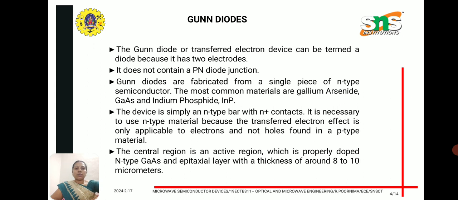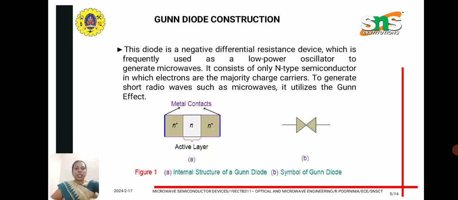It is constructed from N-type semiconductor. The materials used are gallium arsenide or indium phosphide, which are direct bandgap materials. It has an N-type bar with N plus contacts, so only N-type semiconductor is used. Here we can see the construction. There are N plus contacts, and in between the active layer is N-type semiconductor. This device exhibits negative resistance characteristics at a particular voltage, so it is used for generating radio waves.